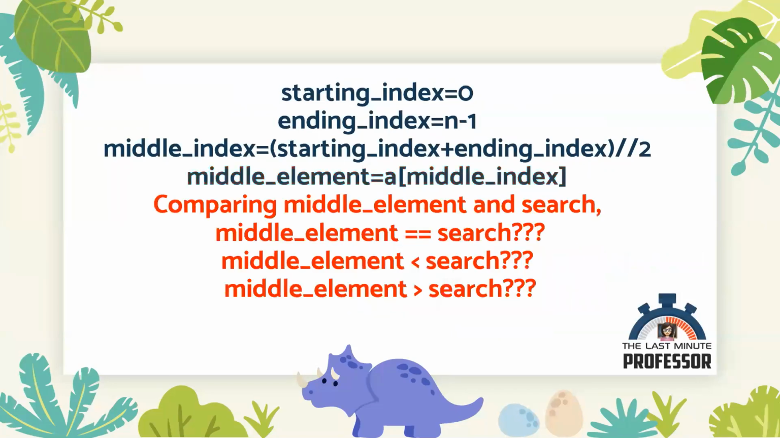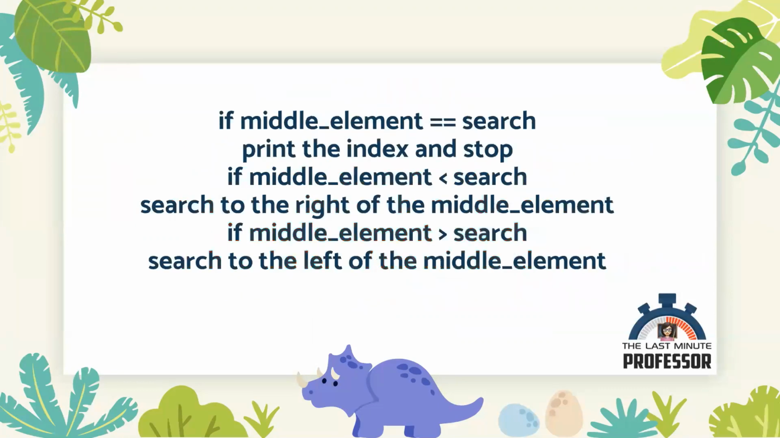There can be 3 possibilities when we compare the middle element and the search value. The middle element can be equal to the search value, or the middle element can be less than the search value, or the middle element can be greater than the search value. If the middle element is the search value, we can print the index and stop the searching process. If the middle element is less than search, then we need to search to the right of the middle element. If the middle element is greater than search, we need to search to the left of the middle element.